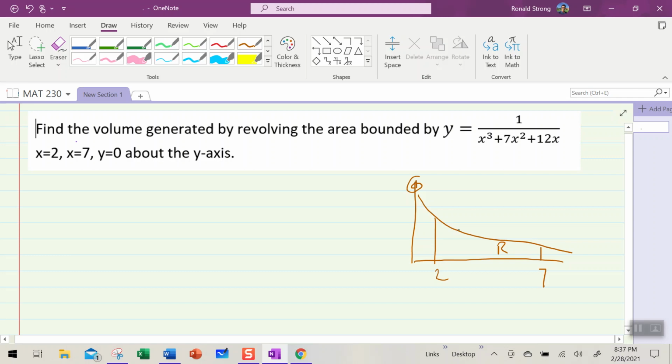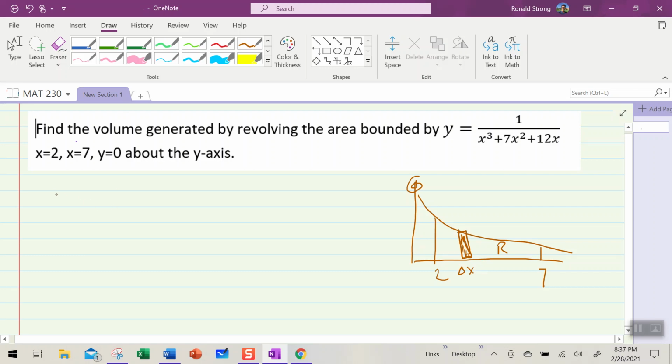Because if we create a representative rectangle in this region, remember that the height of the rectangle must be parallel to the axis of rotation. So the height of the rectangle is vertical, which is parallel to the y-axis. And the width of the rectangle is along the x-axis, so we will be integrating with respect to x.